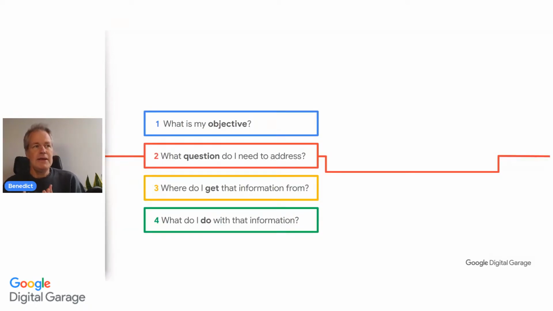All right. Now, this is basically the overarching 4-step framework of getting answers from your data. Okay, so what is my objective? What question do I need to address? Where do I get that information from? And what do I do with that information?